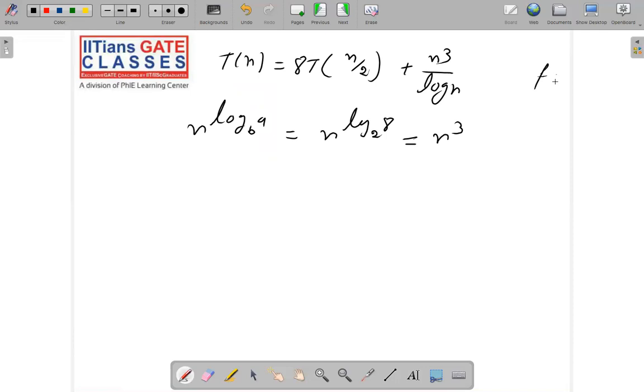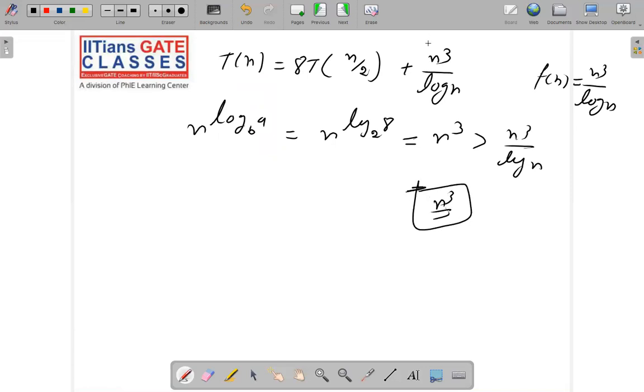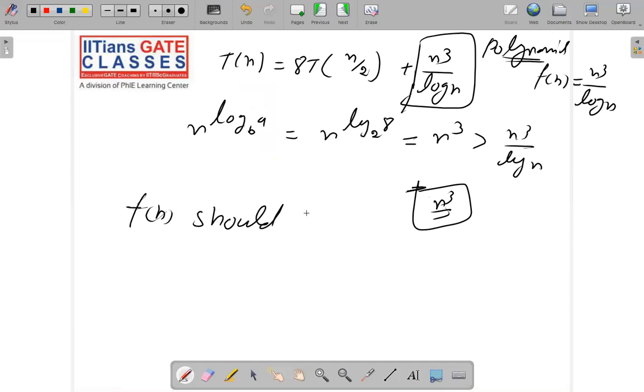Now if you see here, f(n) equals n cube divided by log n. So n cube is obviously greater than n cube divided by log n, but you can't say that the answer is n cube, because here this function is not polynomial. It's logarithmic, because log is involved in it. So the constraint is that f(n), remember this, should be polynomial.